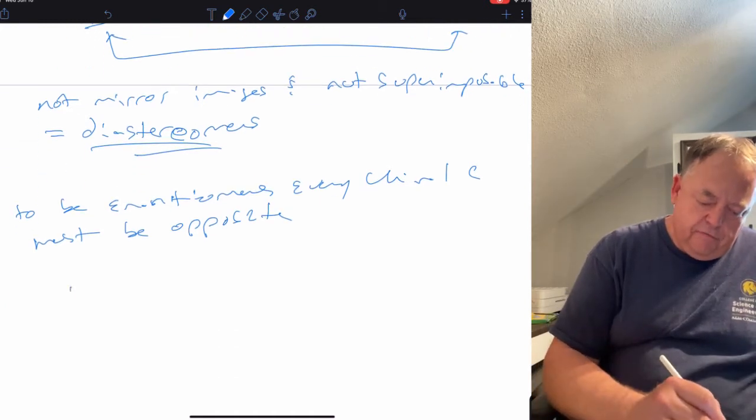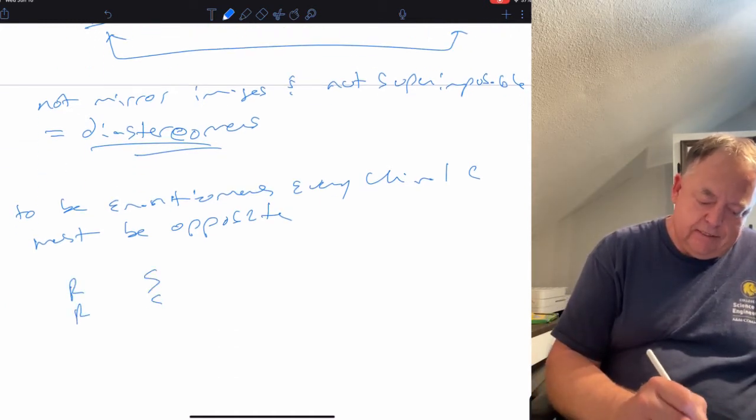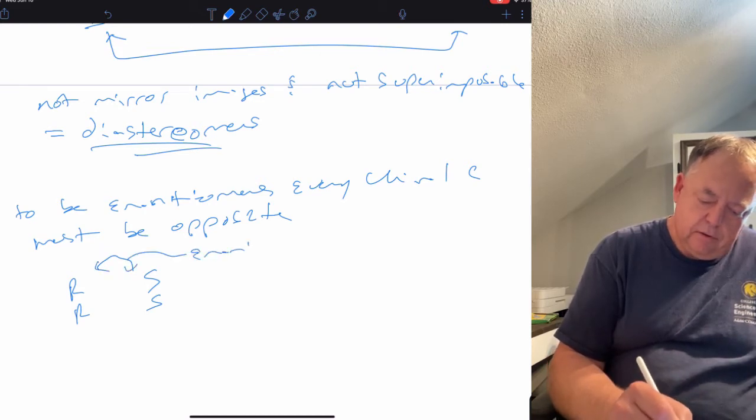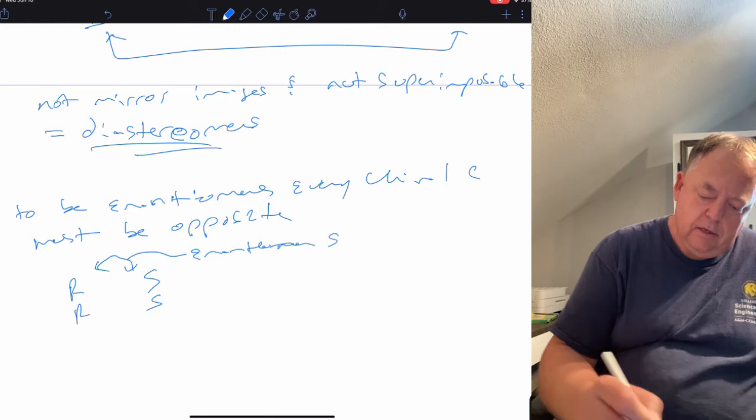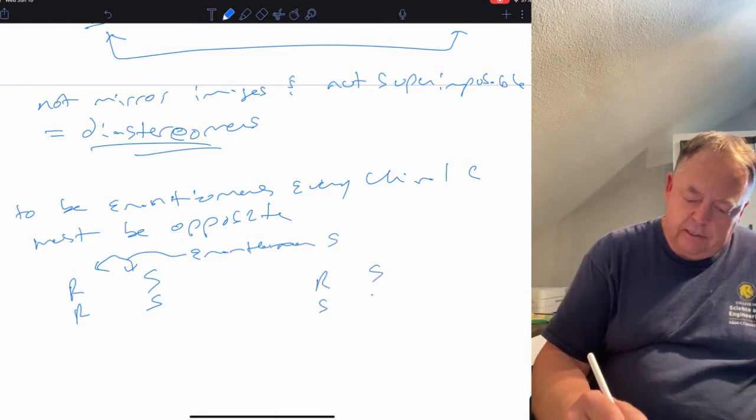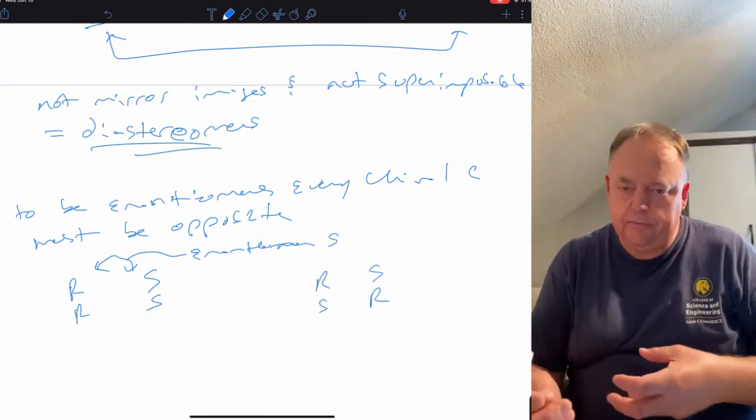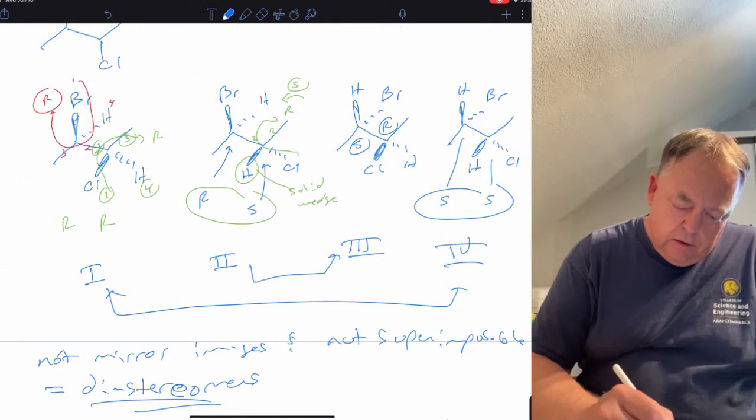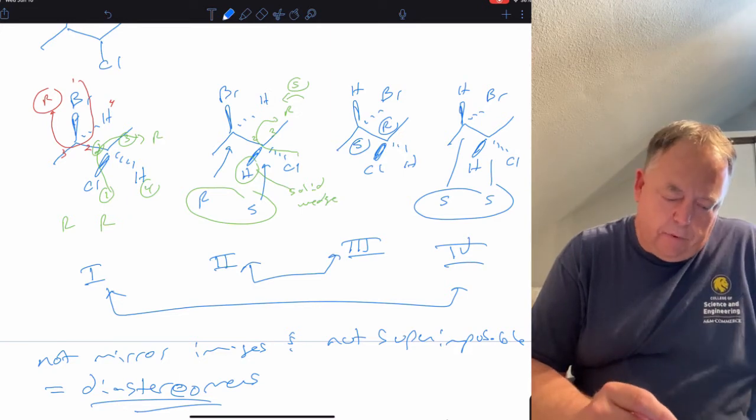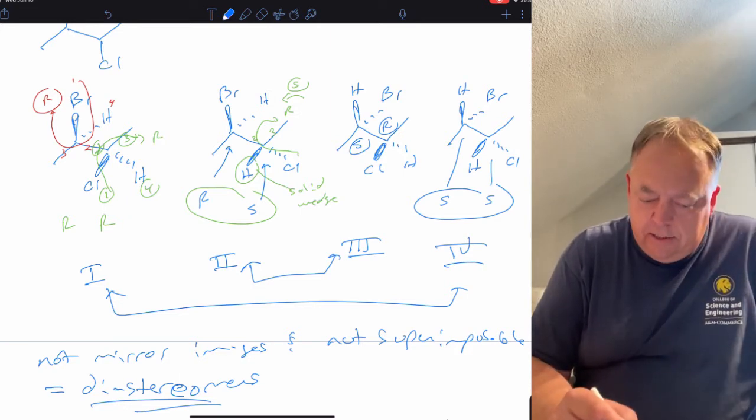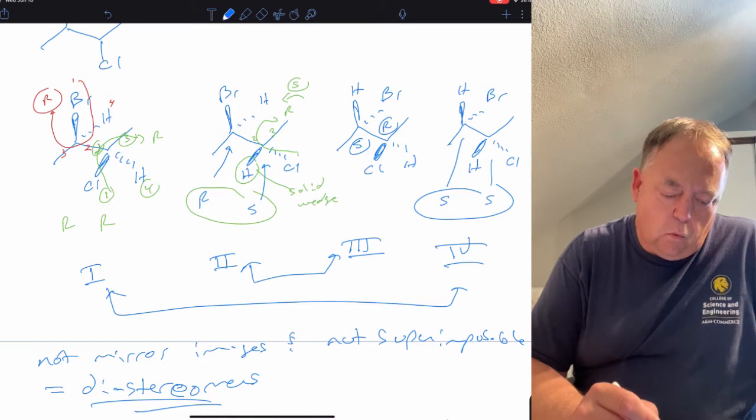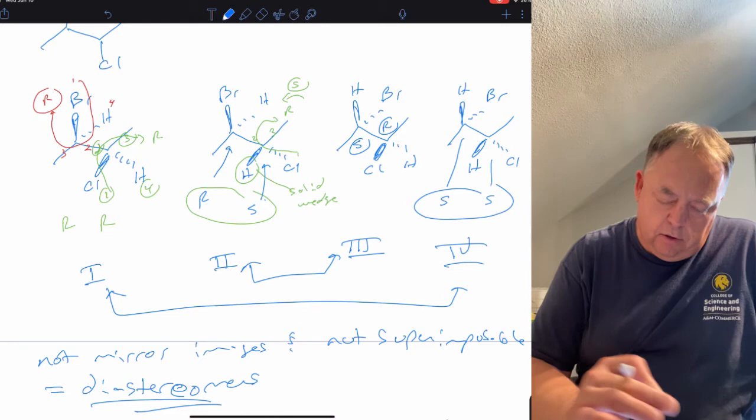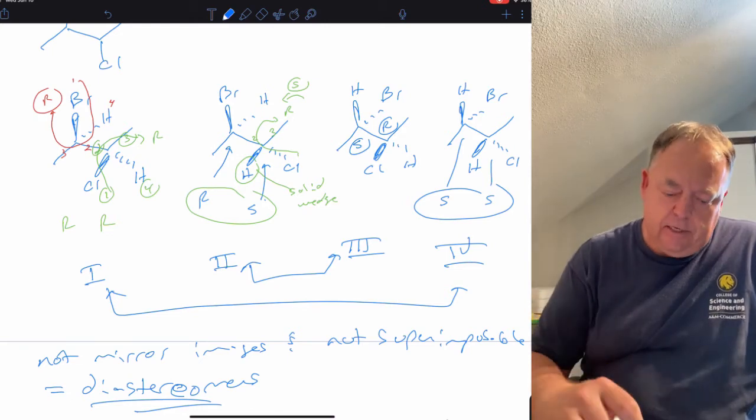So for example, if you have the RR isomer, its enantiomer is SS. So these two are enantiomers. If you had an RS isomer, its enantiomer would be SR. So these two molecules would be enantiomers of each other because the carbon with bromine is R in one and it's S in the other. The carbon with chlorine in one is S and the carbon with chlorine in the other is R. So every single chiral carbon has to be opposite to be enantiomers.